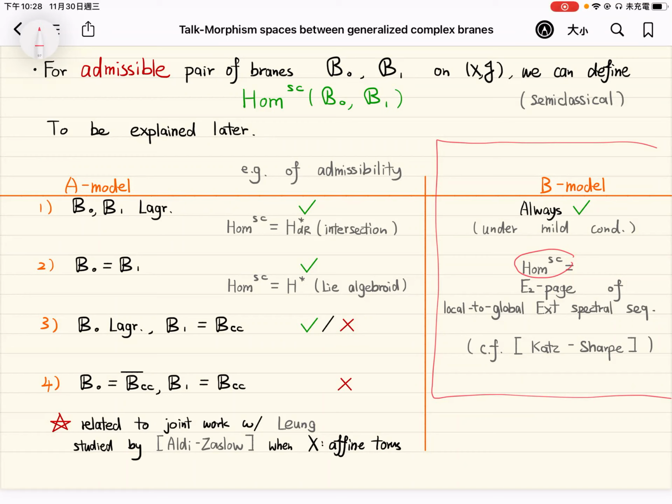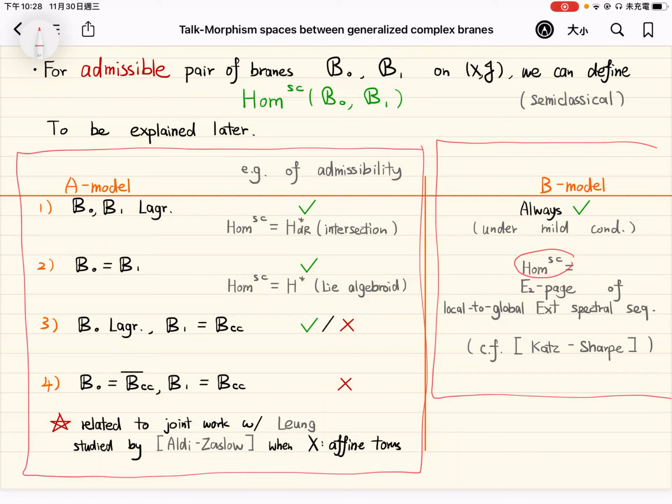But for the A model side, so let us focus on the left-hand side. Things become complicated because we need to study them case by case. So we start with a pair of Lagrangian A branes.